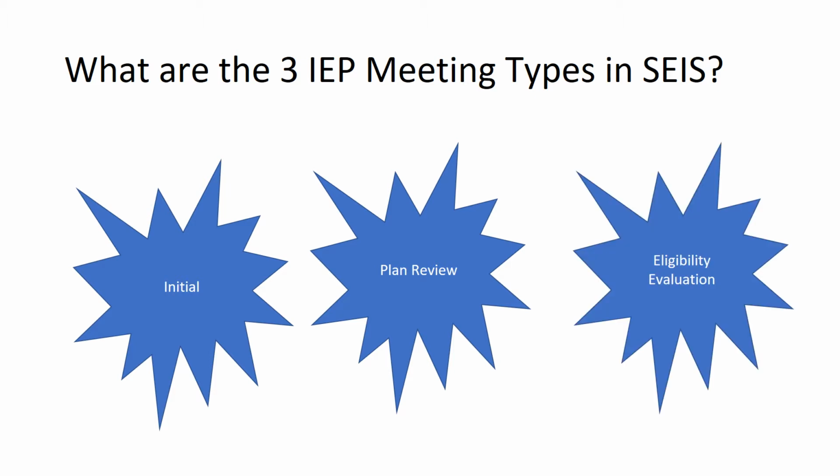The eligibility evaluation IEP is done every 3 years to establish whether the student is still eligible for special education services. An eligibility evaluation IEP should always be combined with a plan review. By combining the two, if the IEP needs to be amended, you will not have to hold a plan review. Remember, the sole purpose of an eligibility evaluation is to determine continued eligibility. Any changes to the IEP must come from a plan review.